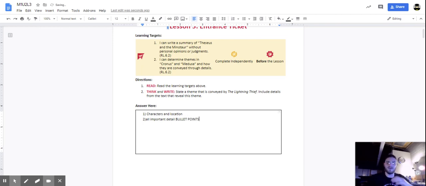The second part is going to be all important details or bullet points. The way that we are taking notes, it's everything important that happened. So in Theseus and the Minotaur, how did the Minotaur get there? What does the Minotaur do? How does Theseus decide he's going to fight it? How does he fight it? How does it end?